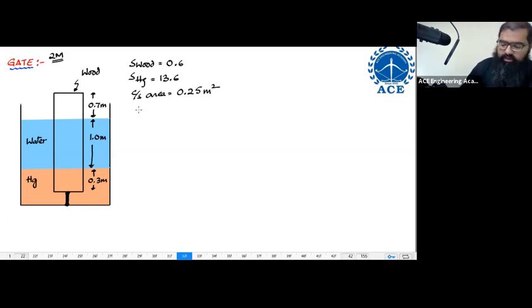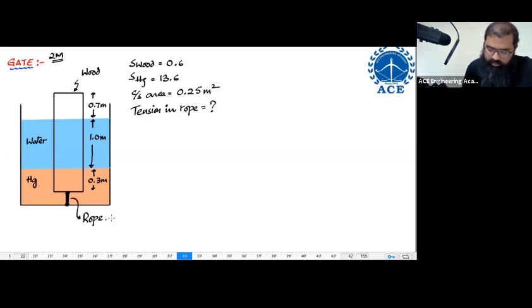The question asked is: tension in rope is equal to how much? What is the tension in the rope? This is a rope over here. The rope is looking very small. Tension in the rope is equal to how much?